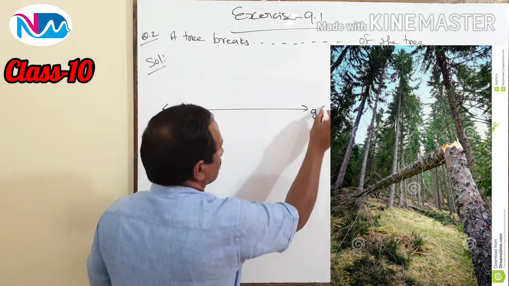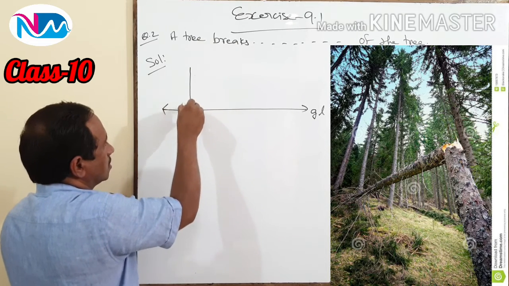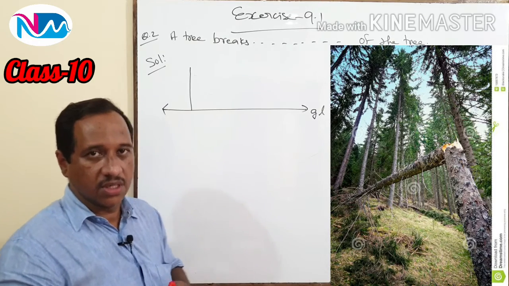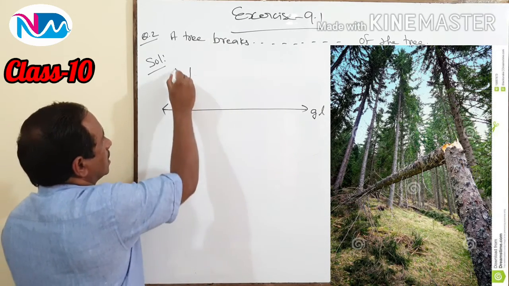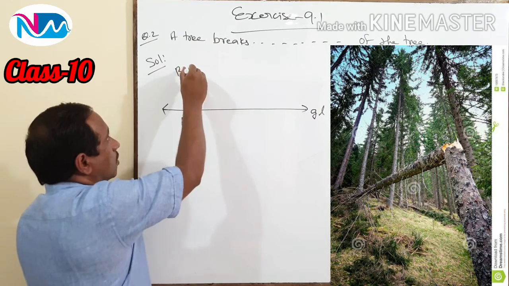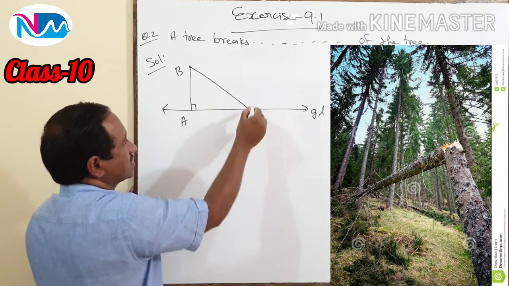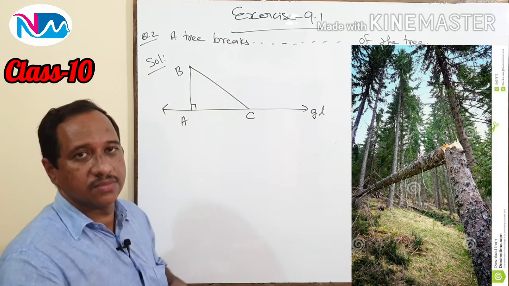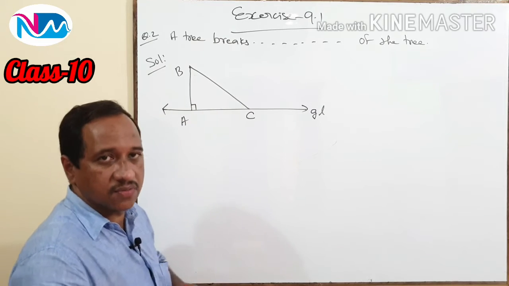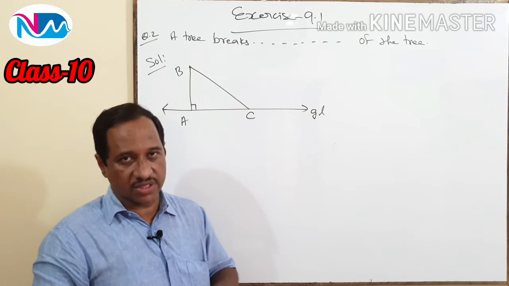This is horizontal ground level, and the tree is divided into two parts. Here AB represents the remaining part and it is broken at a point B, and BC represents the broken part. Here AB represents the remaining part of the tree and BC represents the broken part of the tree.